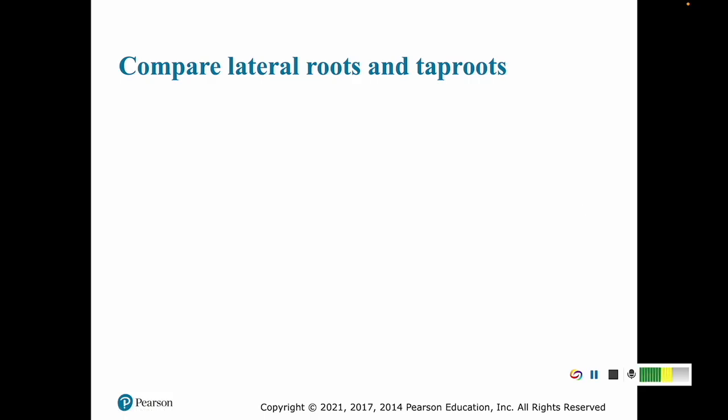So now you can compare lateral roots and taproots. Take a moment and write down your answer, please.